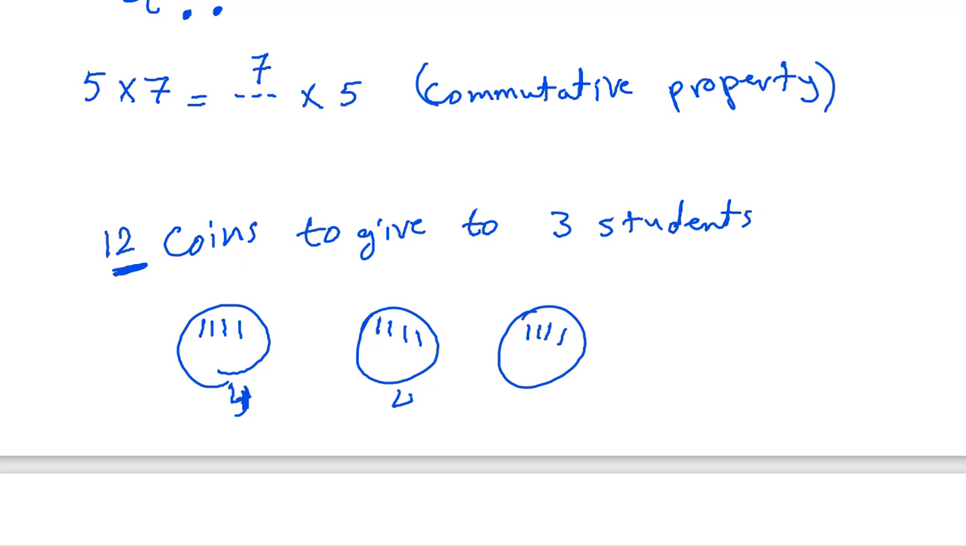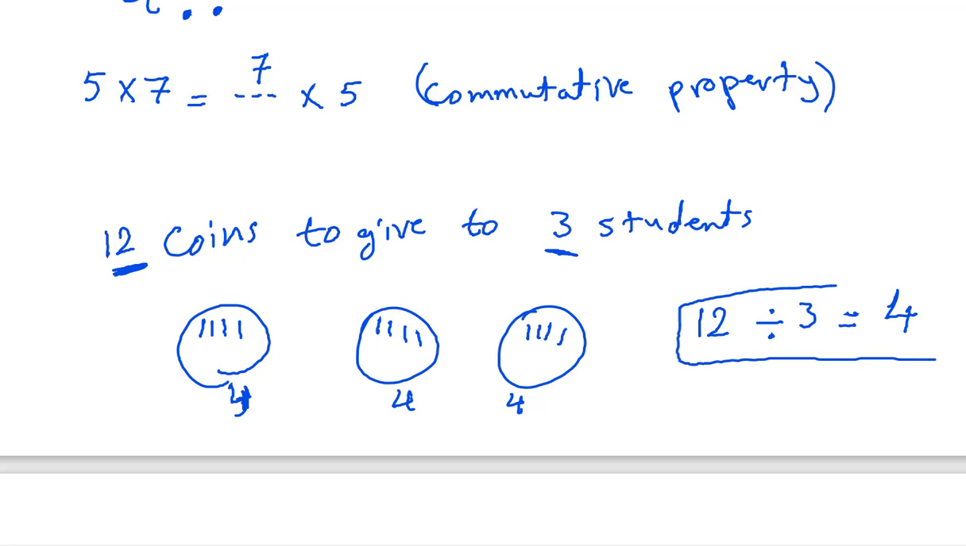So this is 4, 4, 4. Okay, so we can represent this using math like this: 12 divided by 3, because here we are dividing 12 by 3, and each one will take 4. So we can use this equation, this expression, this sentence to represent the division. Okay, and read it: 12 divided by 3 equals 4.